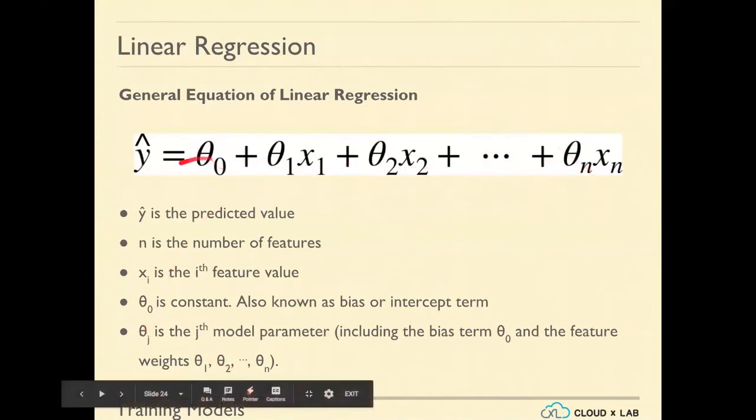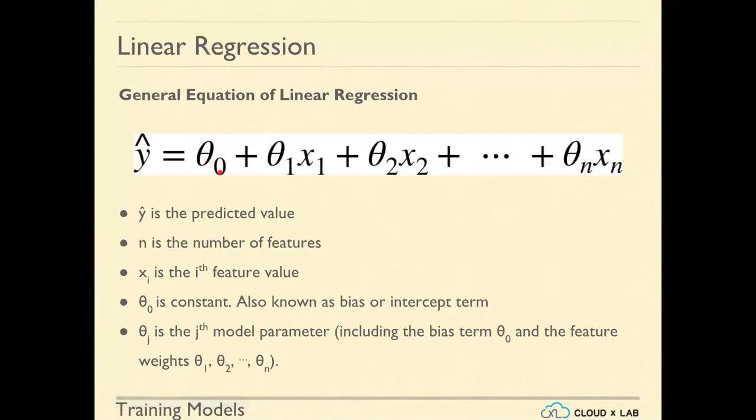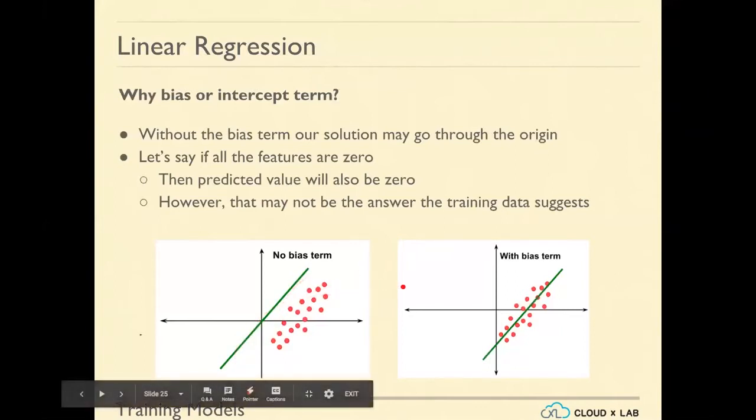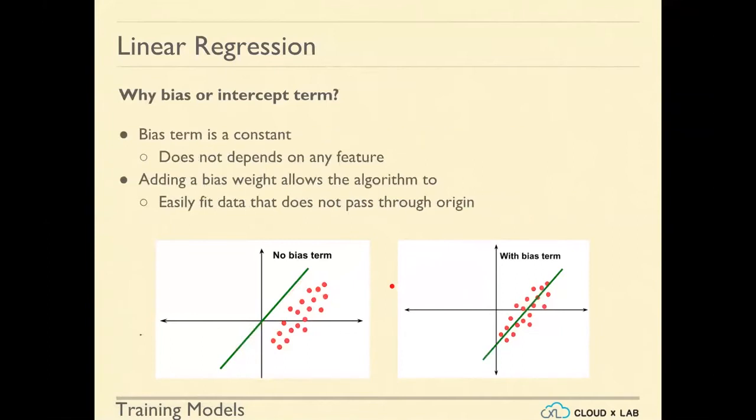Also notice that theta naught is basically going to be a constant, and so are these other theta values, while these x1, x2, x3, and so on, they're going to be a vector. So the prediction is essentially a dot product of theta and x, right? So if there was no bias term or an intercept, we'll have only the lines that are going through the center. Bias term is a constant and does not have a feature.